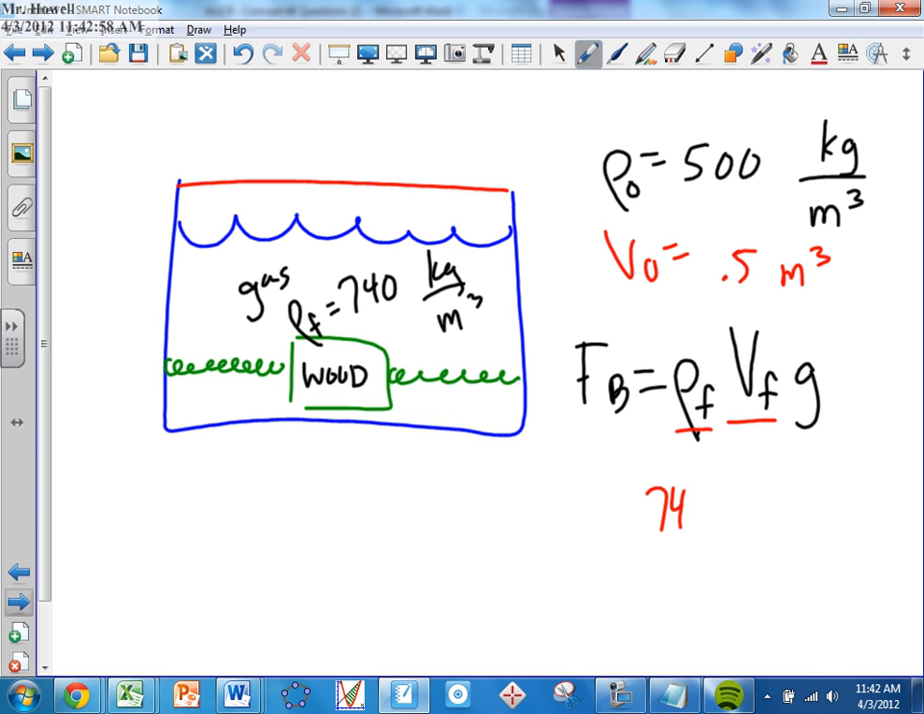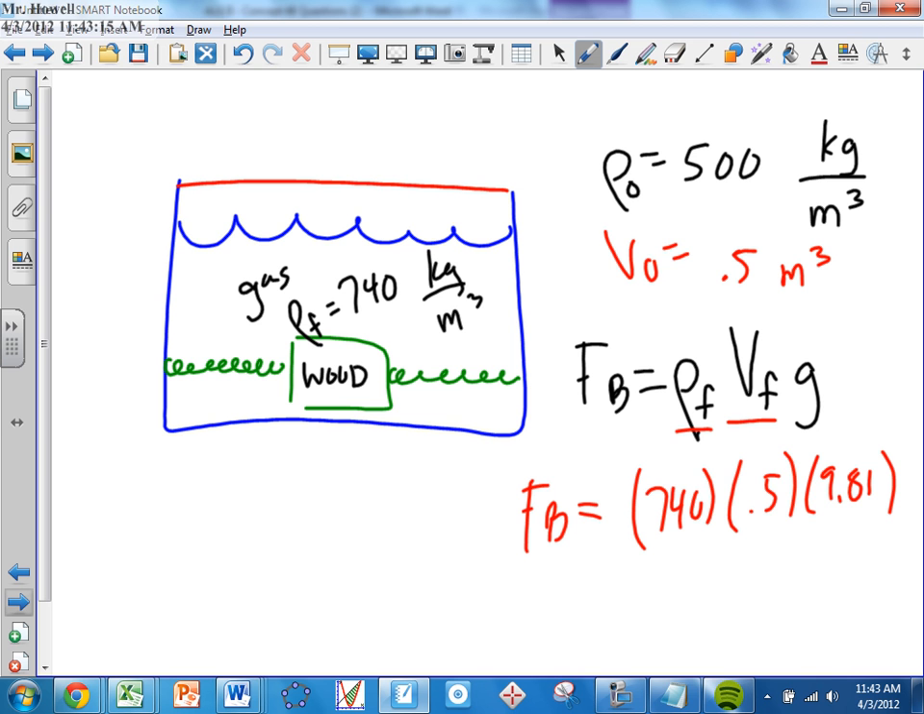Plug in your numbers, 740, 0.5, 9.81, and solve for your FB. And what you're going to notice is that the FB is going to be more than the weight, which means it wants to float. But once it gets up to the top, the FB will be the same as the weight.